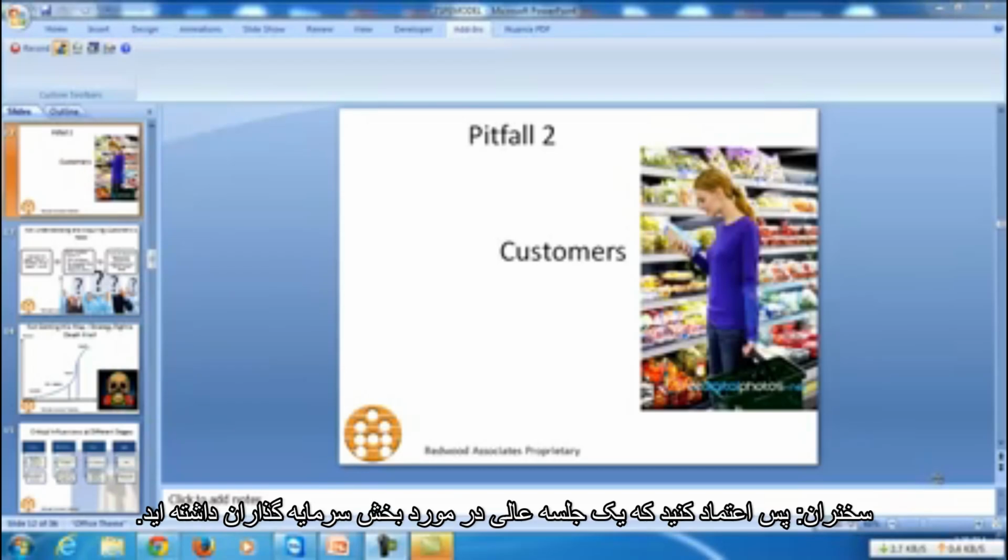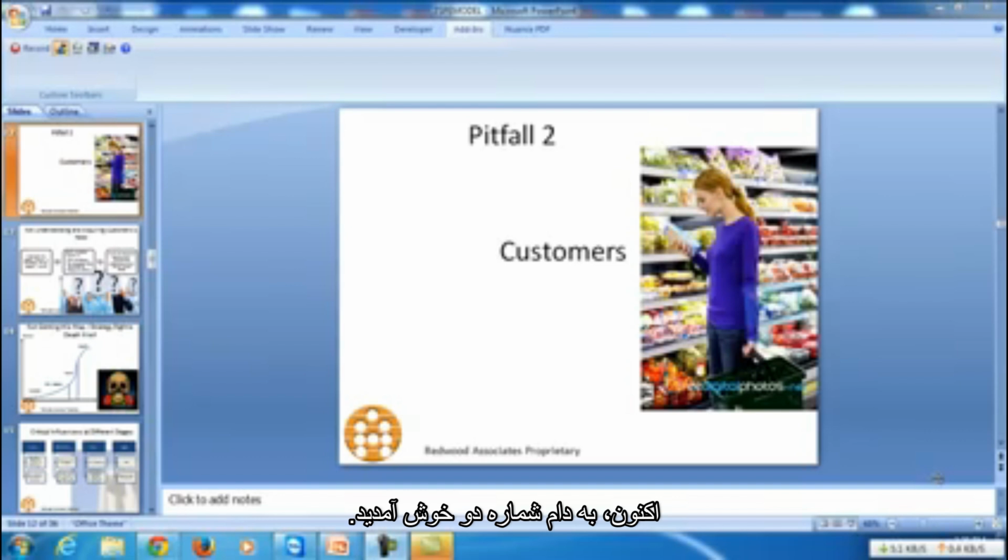So, trust you had a great session introspecting about the investor section. Now, welcome to pitfall number 2.